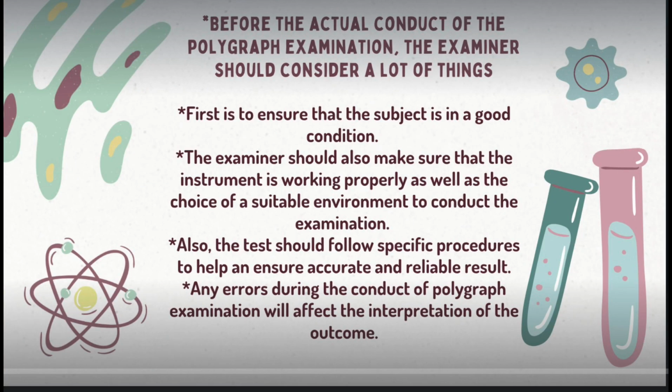Before the actual conduct of the polygraph examination, these things should be considered by our examiner. First, he needs to ensure that the subject is in good condition. The subject must be in his well state. The next is the examiner should also make sure that the instrument is working properly. So the examiner should ensure that both the subject and the machine itself are properly working.